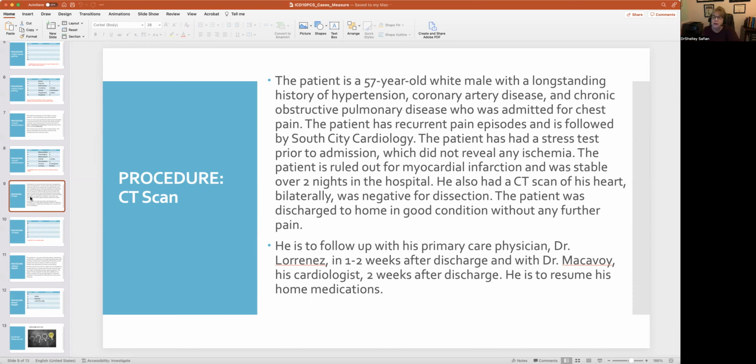You are interpreting the documentation into a code from a particular code set. Okay? All right, let's take a look at this real quick.